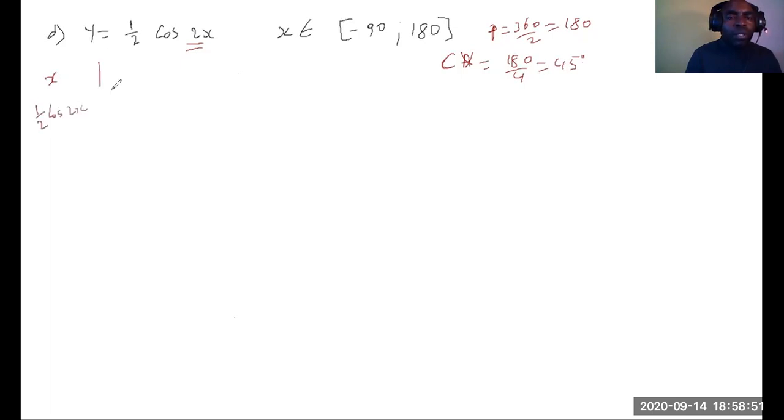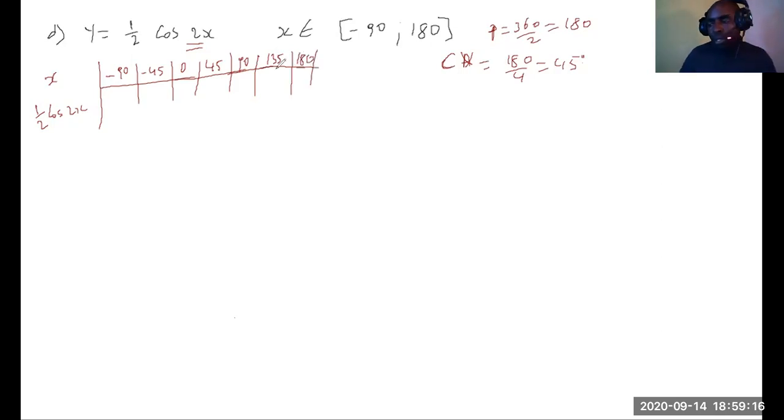Yes. So then we can have our x values, and we have got a y value, which is 1/2 cos 2x. Okay, we start from negative 90, then negative 45, then 0, then 45, 90, 135, and 180. Then we know those would be our critical angles that we need.